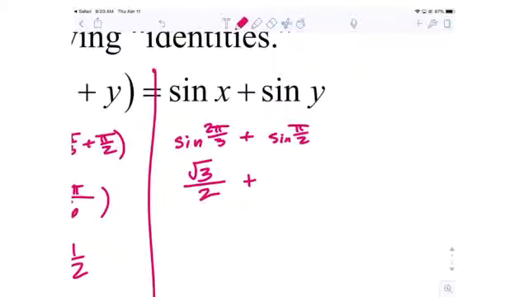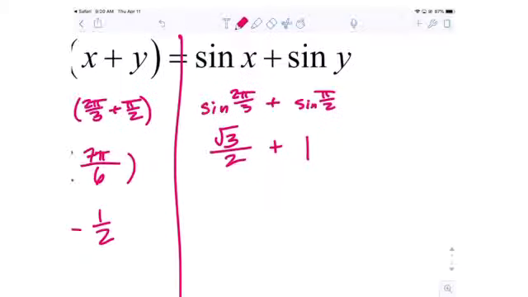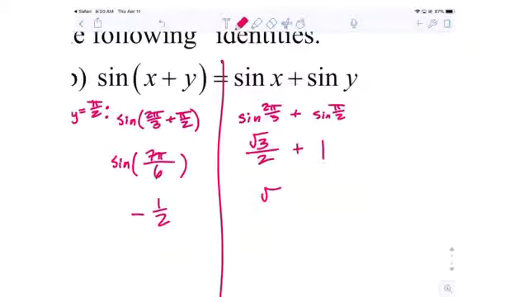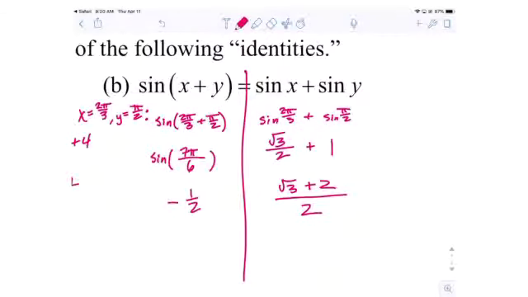Plus sine of pi halves. What's sine of pi halves? 1. All right. Now, 1 is the same as 2 halves. So that's the square root of 3 plus 2 over 2. Is negative 1/2 equal to that positive number? Not even, right? Not even. So you put your little contradiction there. I don't think so. That means not true.